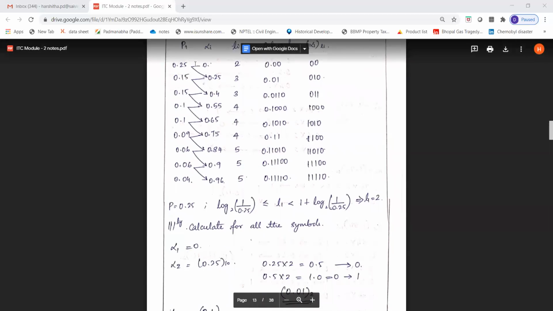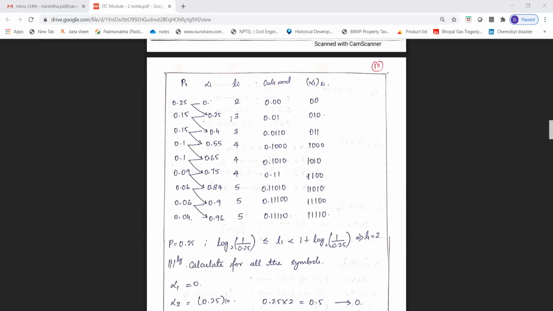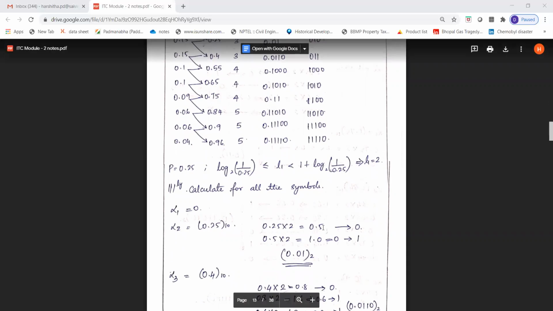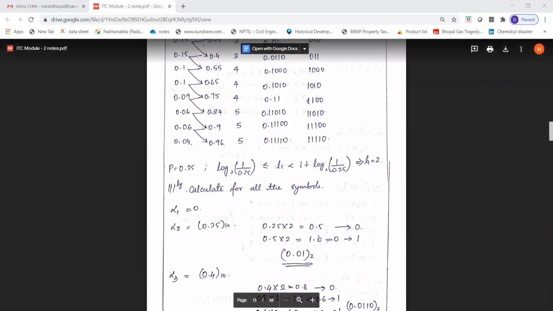So first, alpha I is 0. The binary code word for that is 0.00. Next, the second value of alpha is 0.25. So how will I convert it to binary? So 0.25 into 2, I'll get 0.5, which carries 0. Next, this 0.5, I'm multiplying it by 2 again.